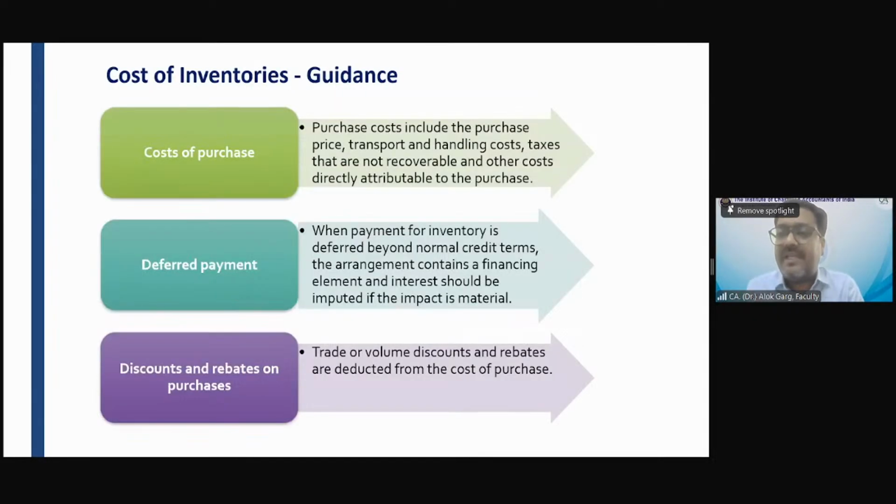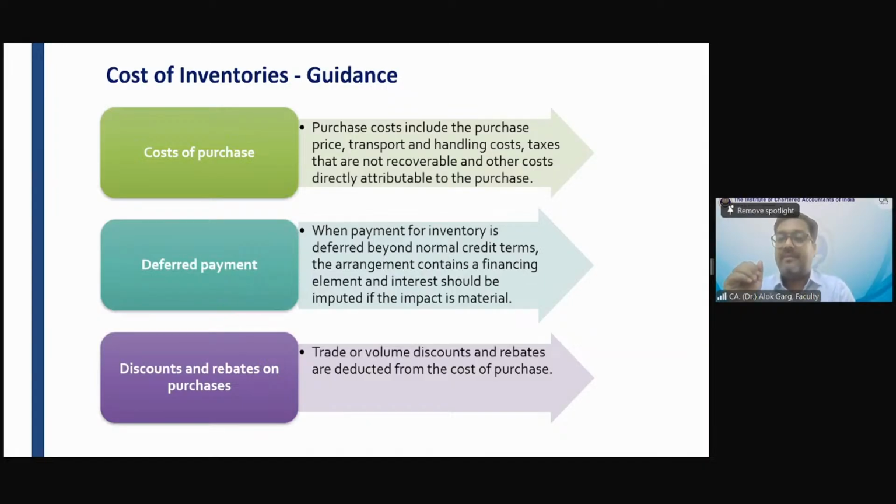So cost of purchase: always remember, purchase cost includes the purchase price, transport and handling cost, taxes which are not recoverable, and other costs directly attributable to the purchase. You remember we discussed this aspect in PPE and intangible assets, that non-refundable taxes. If the taxes are non-refundable, non-creditable, they become part of the cost of the asset.